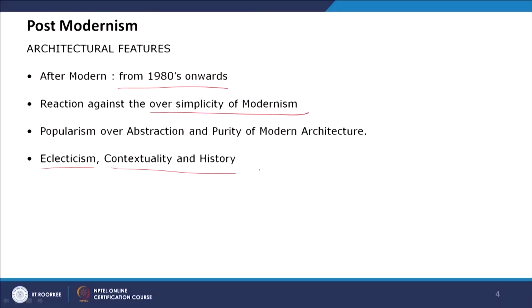So also people will connect with the design, and that is why context is very important. People will understand that the design belongs to my area, so that affinity towards the design is given much more emphasis than the pure form of art which was there in modernism. Now, eclecticism, contextuality and history were connected in postmodernism.